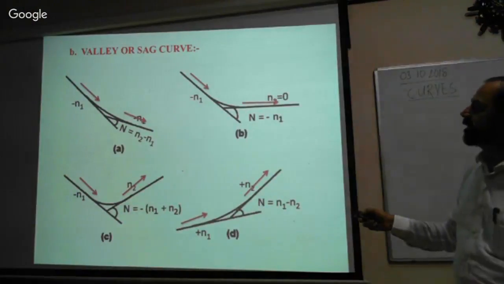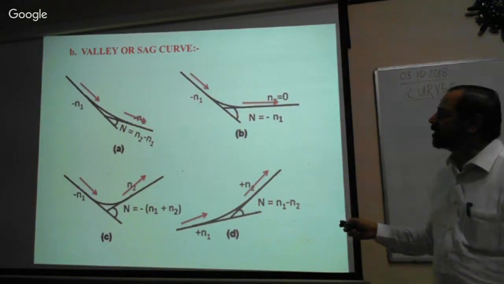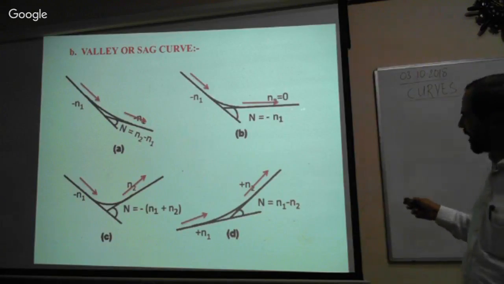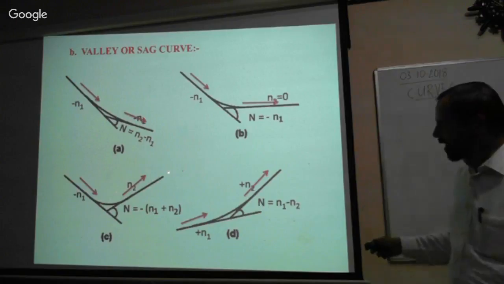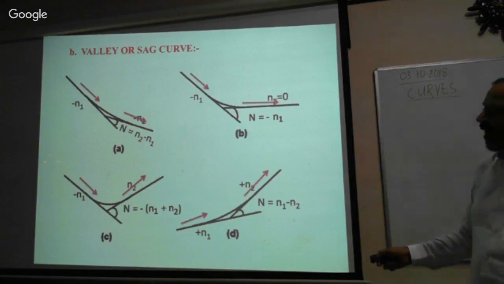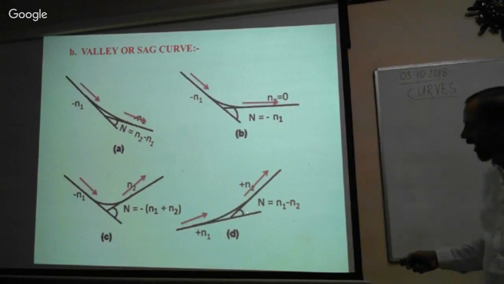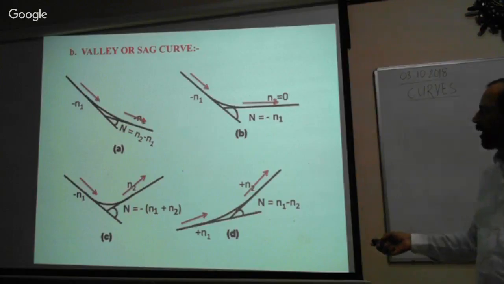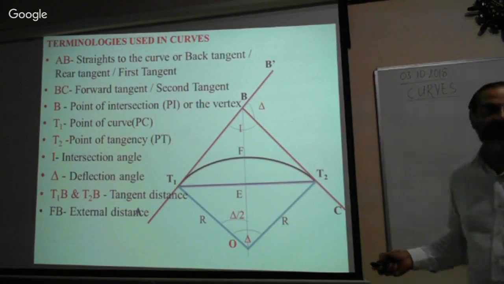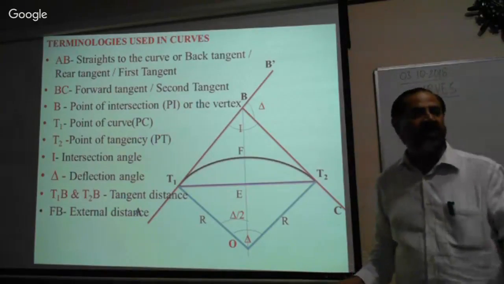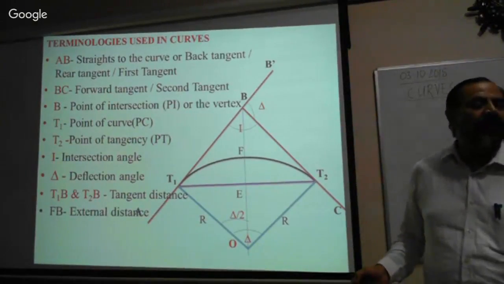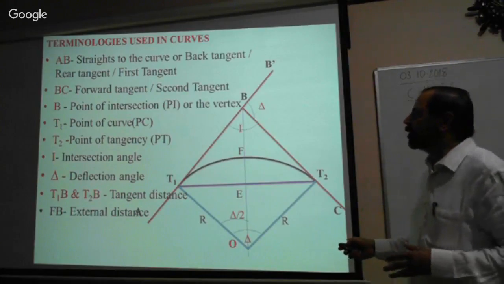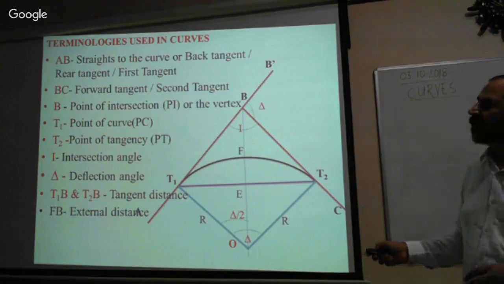Now this is the valley. Valley curves: downward followed by downward grade, then downward horizontal, then downward followed by upgrade, downgrade followed by upgrade, then upgrade followed by upgrade. There are so many different types of curves we will come across, isn't it? One should understand this carefully. These are the terminologies used in practice. In the last class we explained this elaborately. Please go through that. A civil engineer should understand these things, isn't it?